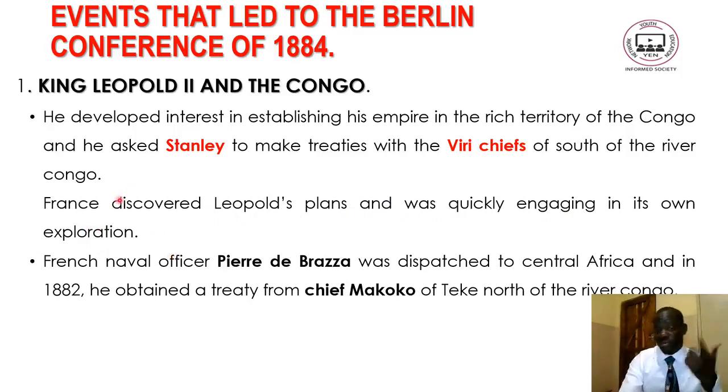So it started with Belgium, just as we have said. Then France saw that what Belgium was doing was really something. Belgium is going to dominate Africa. Let us also engage. So the French naval officer by the name Pierre de Brazza was dispatched to Central Africa in 1882. He obtained a treaty from Chief Makoko of Teke, north of the river Congo. In the same area, France sent its representative Pierre de Brazza, while Belgium sent H.M. Stanley.